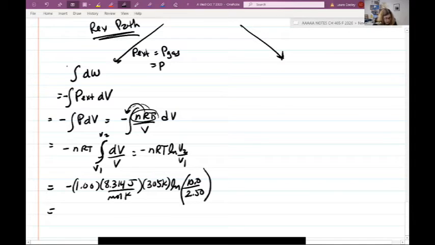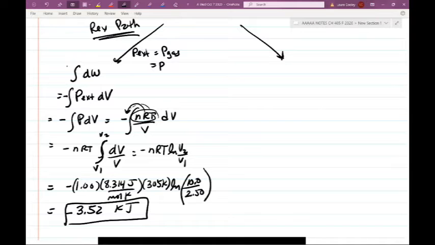Okay, did everybody get this negative 3.52 kilojoules for the reversible path? Did everyone get that, remember? Anybody? Yes, I got it. Okay, good, thank you.